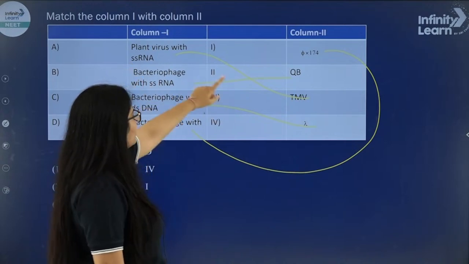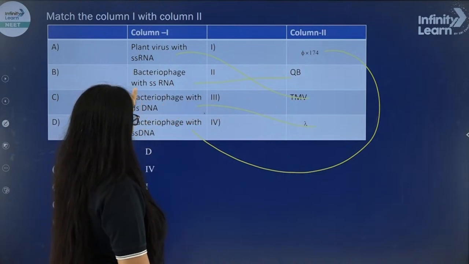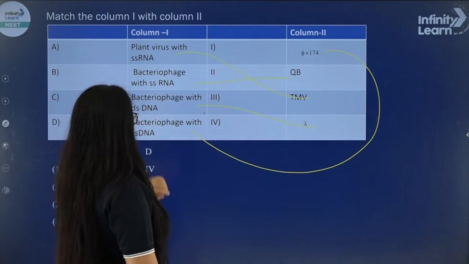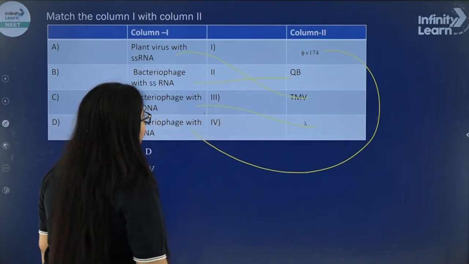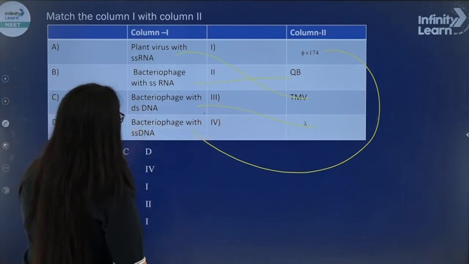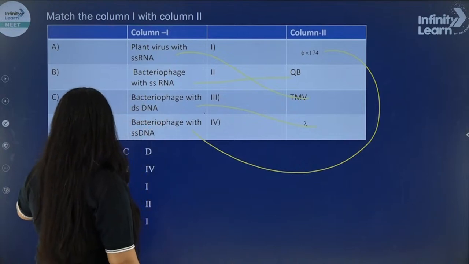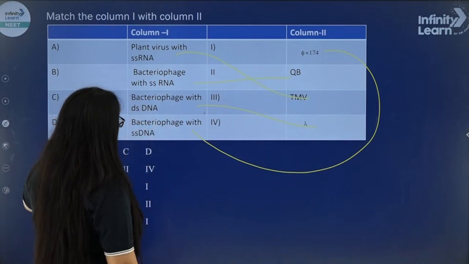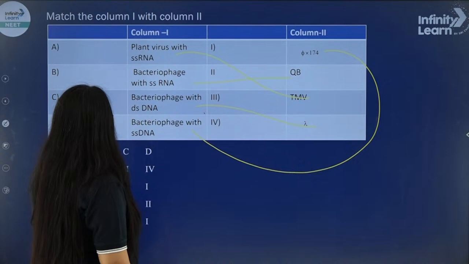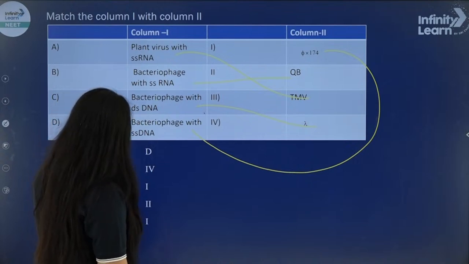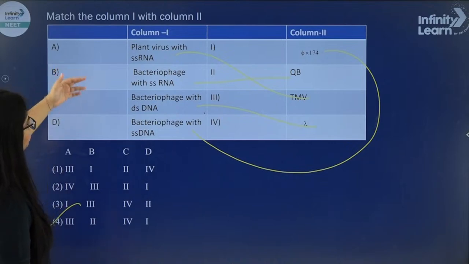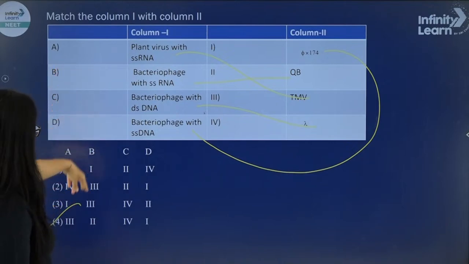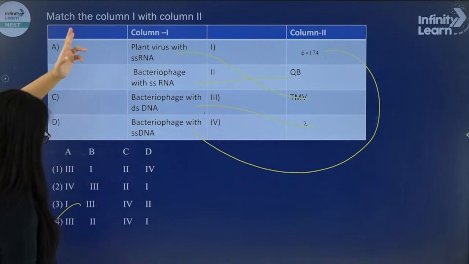Bacteriophages with single-stranded RNA: QB. Bacteriophages with double-stranded DNA: lambda. Bacteriophages with single-stranded DNA: 5174. So let us see now. A goes with 3. B goes with 2. C goes with 4. And D goes with 1. Let me check it again for you: A with 3, B with 2, C with 4, and D goes with 1.